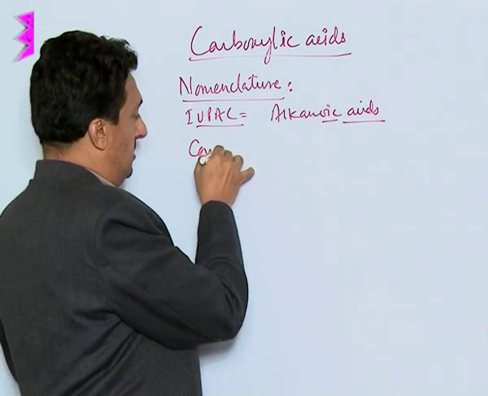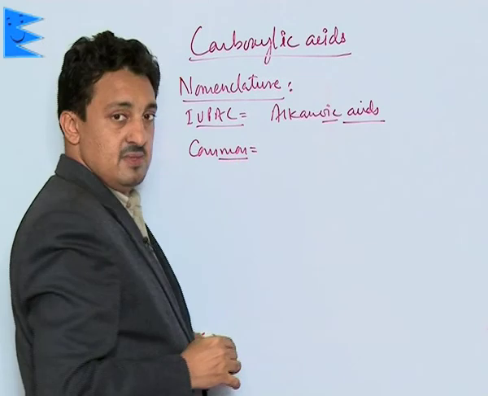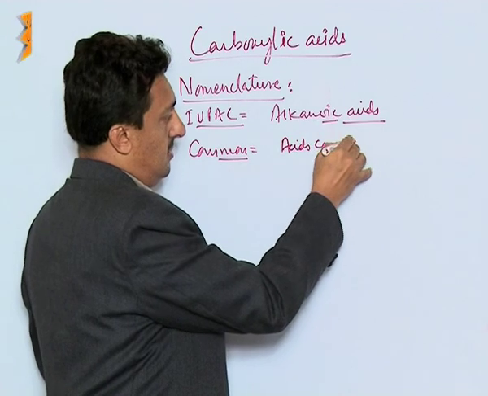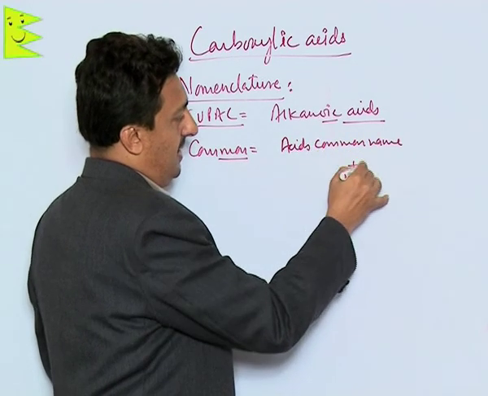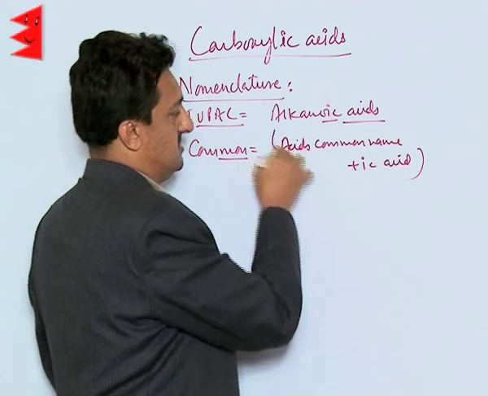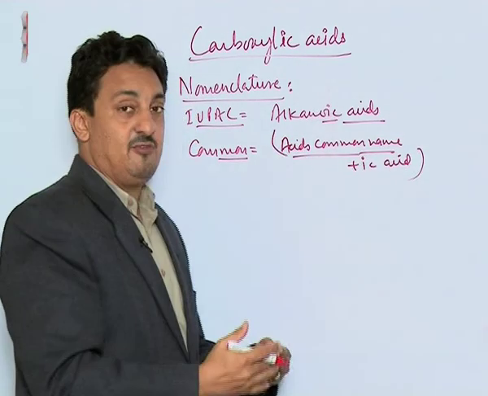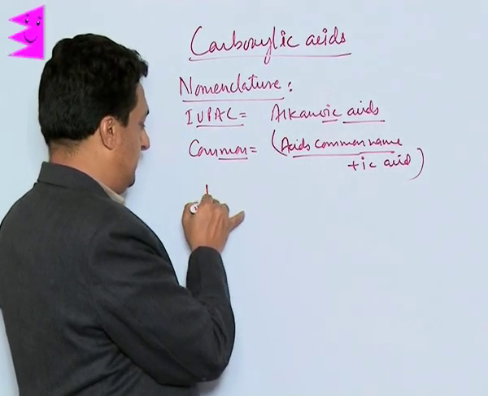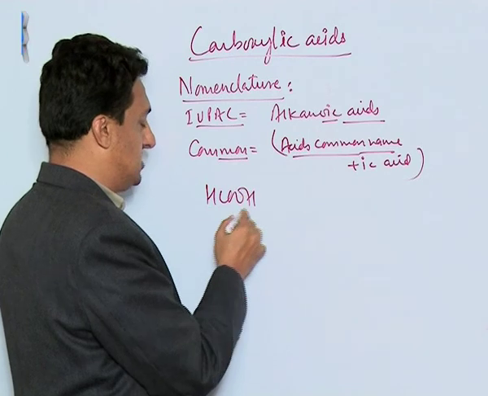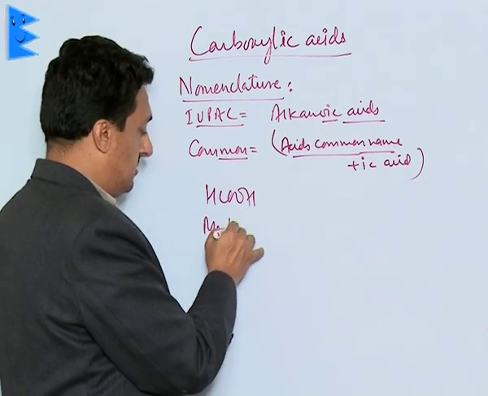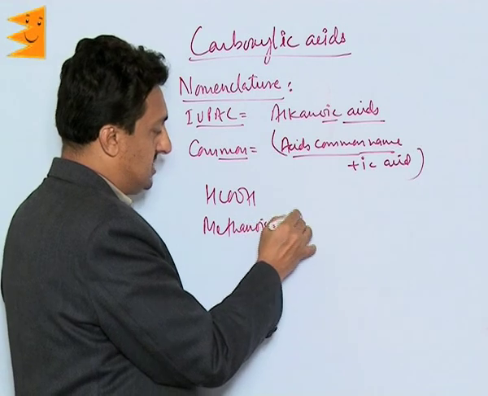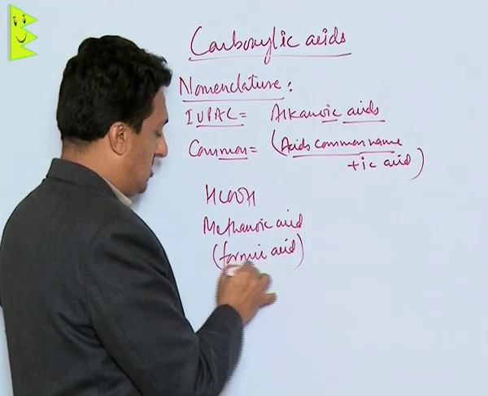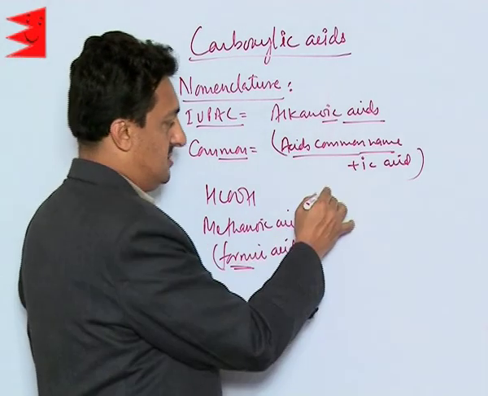In their common nomenclature, we write the common name plus ic acid as the suffix. Now, an acid's common name is usually derived from its source. Let me write down the examples. The first one in the category is this one-carbon acid, which is called methanoic acid. In common language, it's called formic acid.